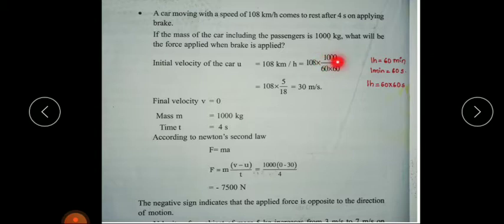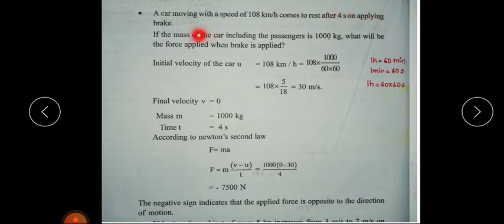So multiply with 1000, then divided by 1 hour. 1 hour means how many seconds? 60 into 60 seconds. So divide by 60 into 60. So on simplifying this, you will get 30 meter per second. So the initial velocity of the car is 30 meter per second. Comes to rest. Comes to rest means what? Final velocity is 0. Then after 4 seconds, time is 4 seconds.